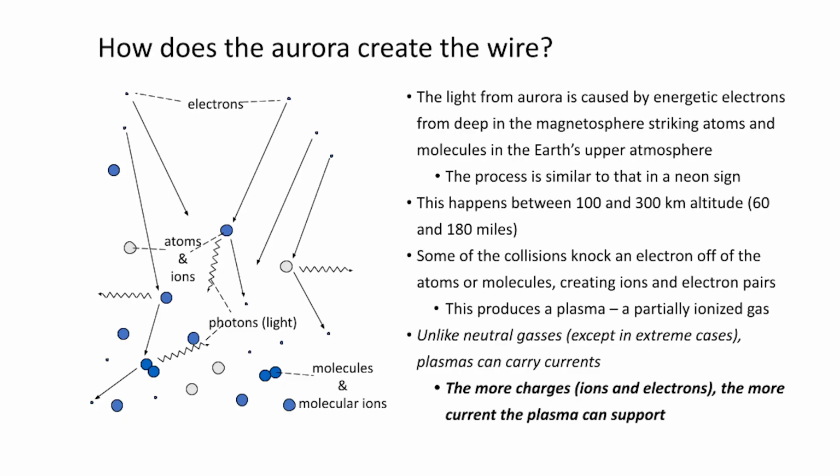Now let's talk about how we create the wire. So we'll talk a little bit more about what actually causes the aurora, and that's electrons that come from that tail of the magnetosphere.